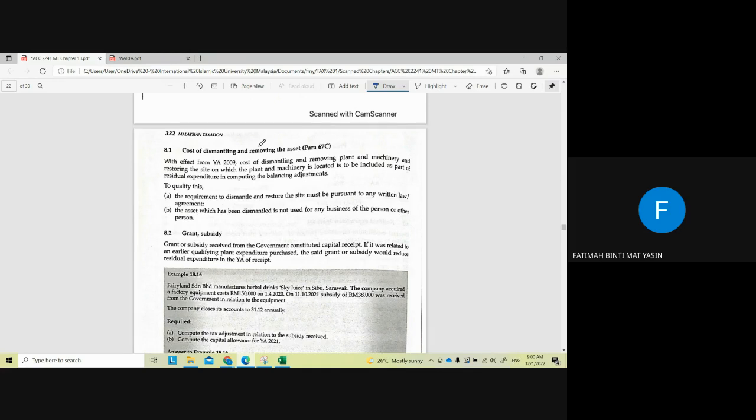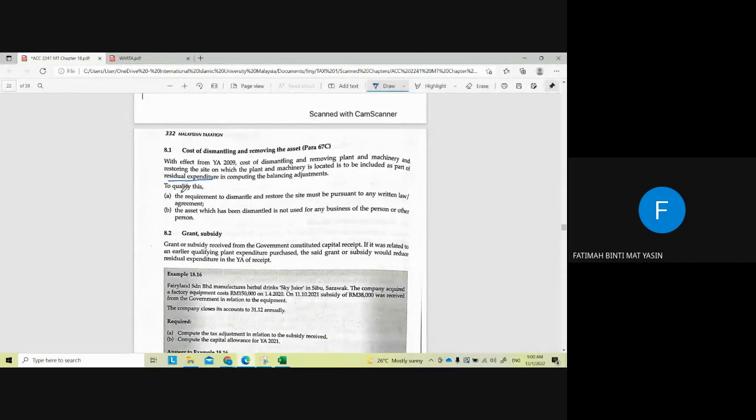So here, let's say the company acquires the machine, then when the company disposes of the machine, it means they sold that machine. The company incurred dismantling cost or cost to remove that machine. The cost incurred by the company to remove that machine, you must add to the residual expenditure for that machine.